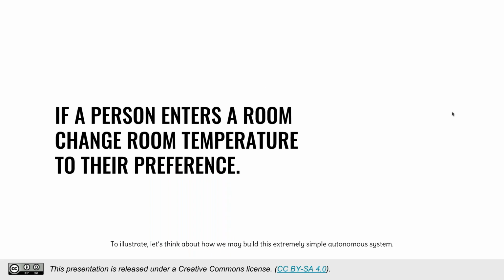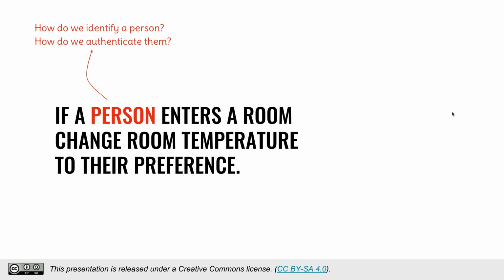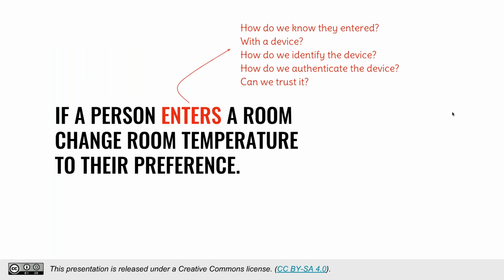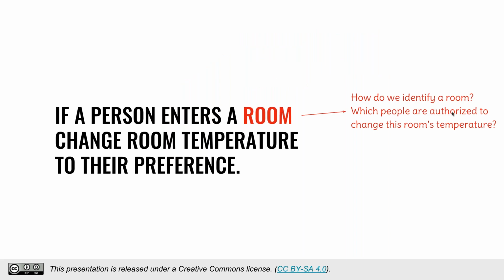So let's take this really simple autonomous system. If a person enters a room, change room temperature to their preference. Seems simple enough. We should be able to build this. So let's think about how we may build this. And the moment you do that, you start running into a few basic questions. So for example, how do we identify a person? How do we authenticate them? How do we know they entered the room? Maybe with a device, but how do we identify the device? How do we authenticate the device? Can we trust that device? Room, similarly, how do we identify a room? How do we know which people are authorized to change a room's temperature?